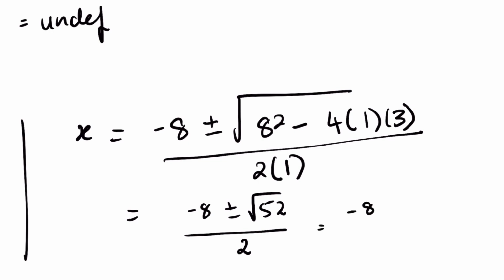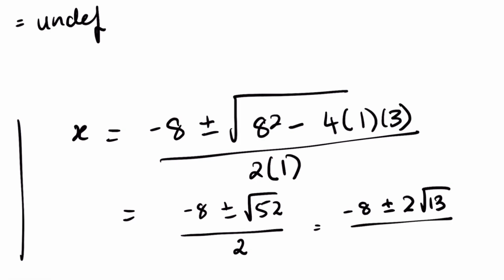So the first thing I can recognize is that root 52 can be written as 2 root 13. The reason for that is that 52 is the same as 4 times 13, and when I pull the 4 out, it becomes a 2. So that's 2 root 13 there.